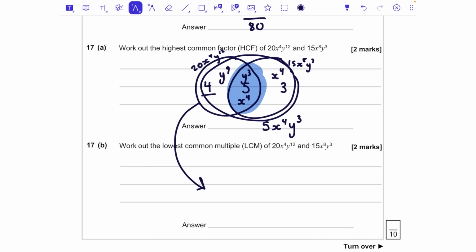So 4 times 5 times 3 is 60. I've got x to the power of 4 times x to the power of 4, which is x to the power of 8. And then I've got y to the power of 9 times y cubed, which is y to the power of 12. That would be your lowest common multiple.